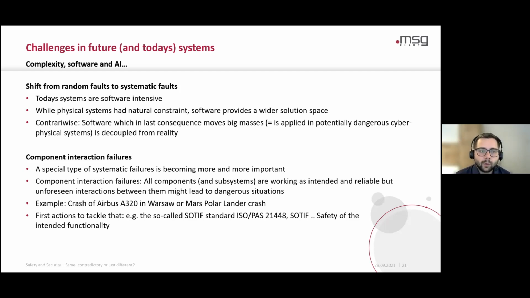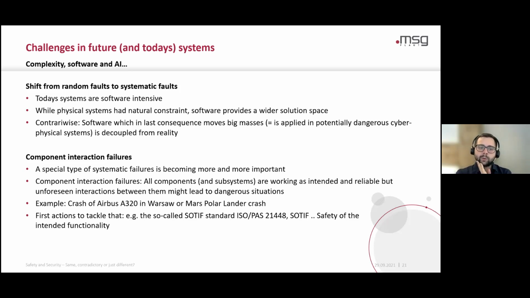And this is not the only problem, that we have a shift from random faults to systematic faults. We have also a new type of fault, the component interaction failures. That means that components or subsystems, all working as intended, maybe also very reliable, but unforeseen interactions between them might lead to dangerous situations. I have two examples on the next two slides. I will skip them due to time reasons.